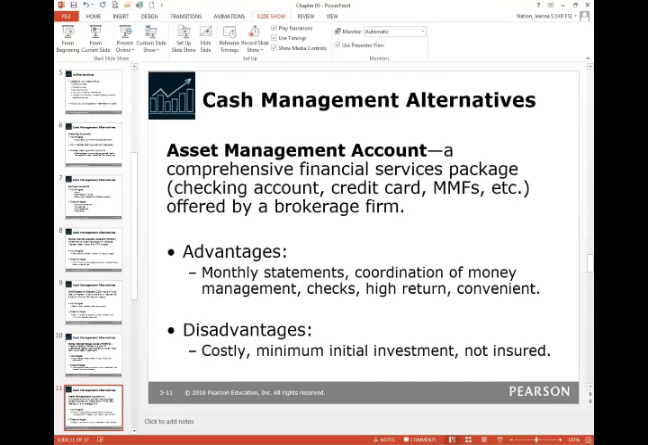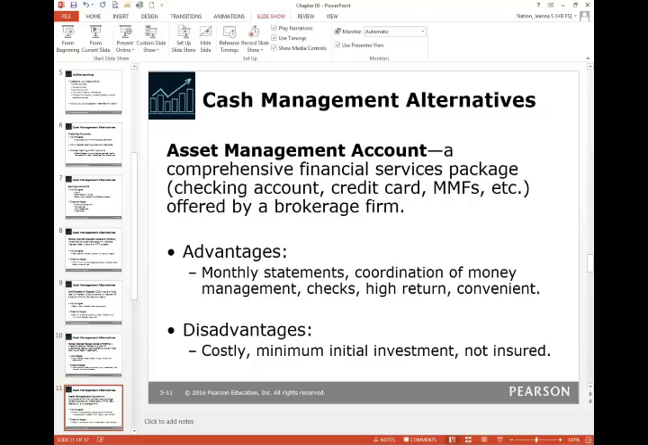And then the asset management account would be a firm that offers comprehensive services, so checking, credit card, mutual funds, typically by a brokerage firm. The advantages: you could have everything in one place, a higher rate of return, very convenient. Disadvantages are they typically have higher fees and higher minimum investments, and none of those items, even the checking accounts there, would be insured.